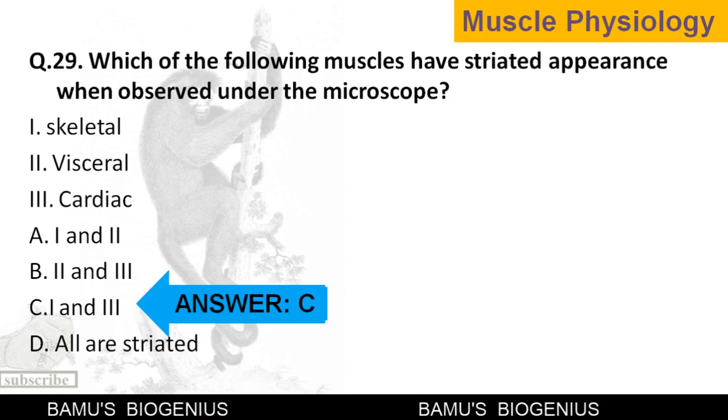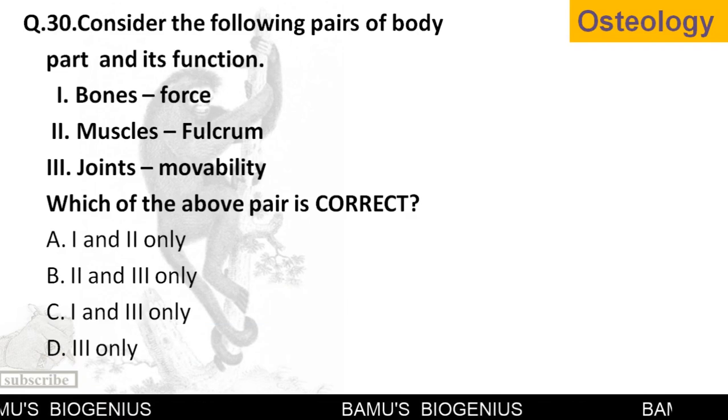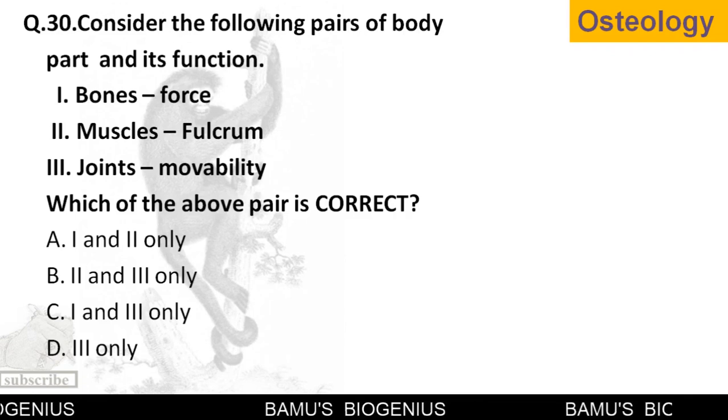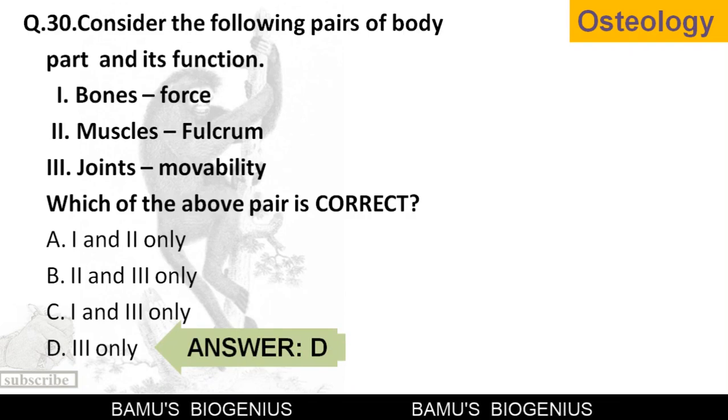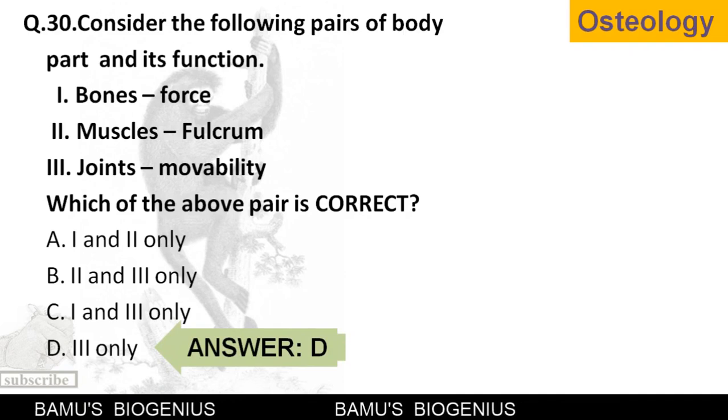Then question number 30. Consider the following pairs of a body part and its function. Bones, that is related to force. Muscles, they act as a fulcrum. Joints, they help in mobility. Which of the above pairs is correct? The answer is third only. Joints, that is mobility. Muscles do not act like a fulcrum and bones do not generate any kind of force.